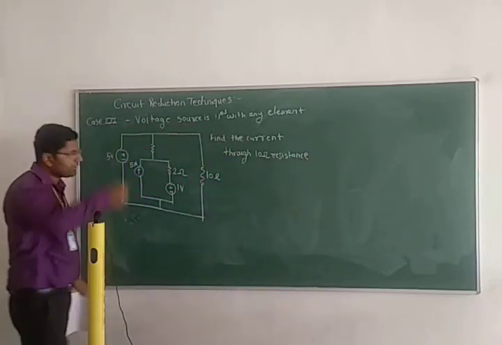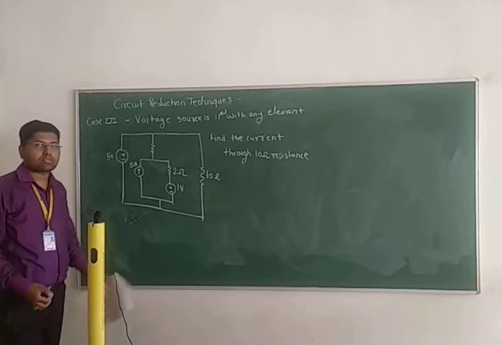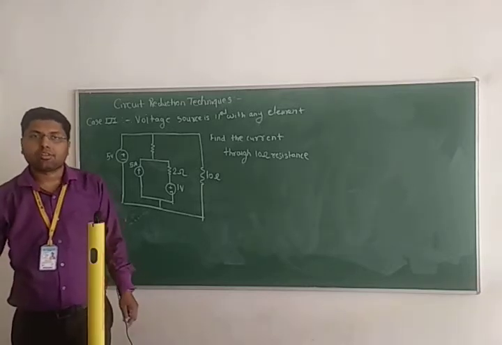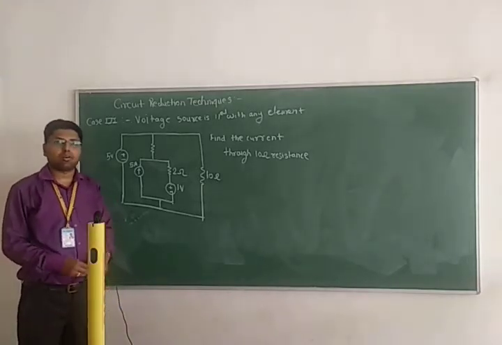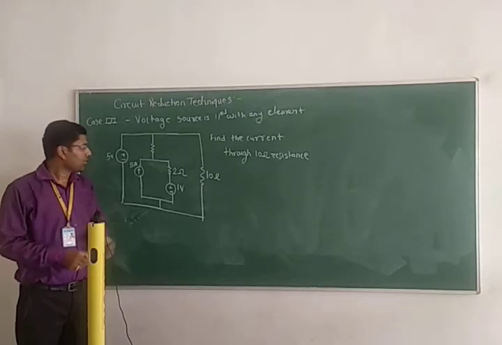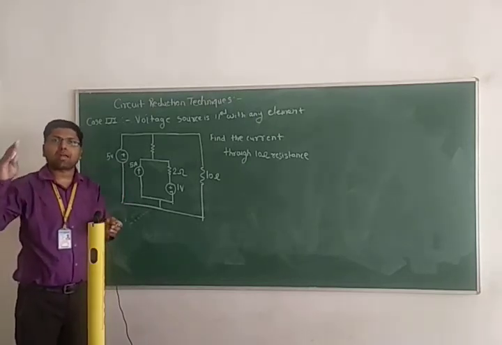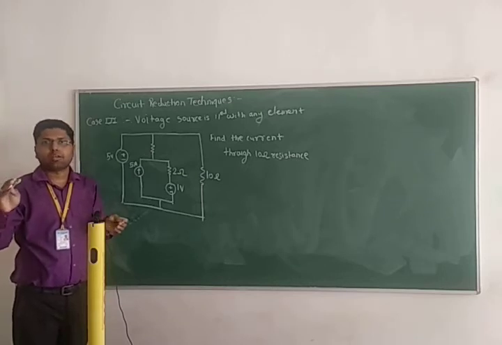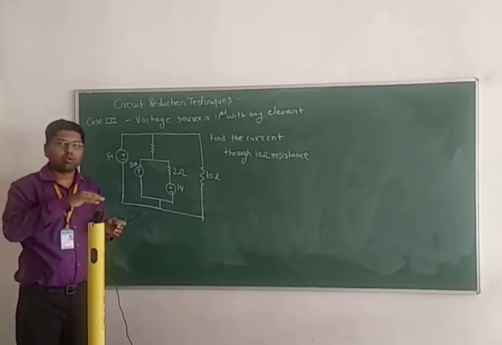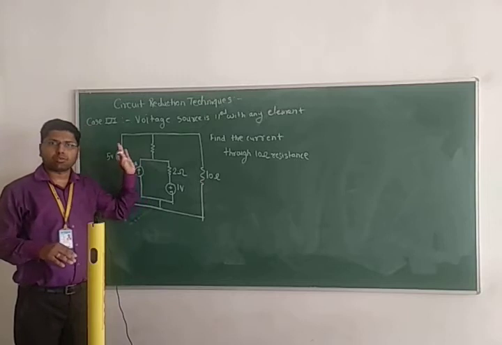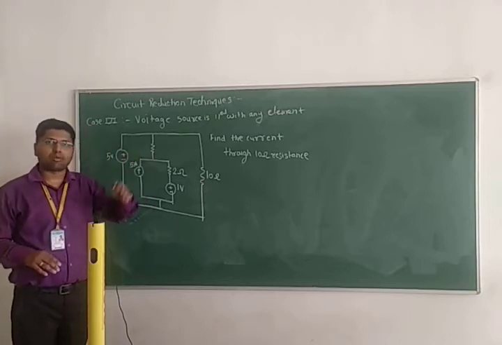What is the question? Find the current through the 10 ohm resistance. Now what is the actual source reduction or simplification technique? When there is a voltage source, any element in parallel with that voltage source, we have to eliminate. We have to cross them out, or reduce them from the circuit.